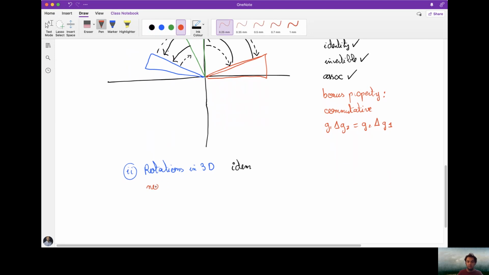However, this is a non-commutative group, in the sense that if you take a rotation, let's say around the z-axis, and a rotation around the x-axis, this is different from the rotation around the x-axis and then a rotation around the z-axis.